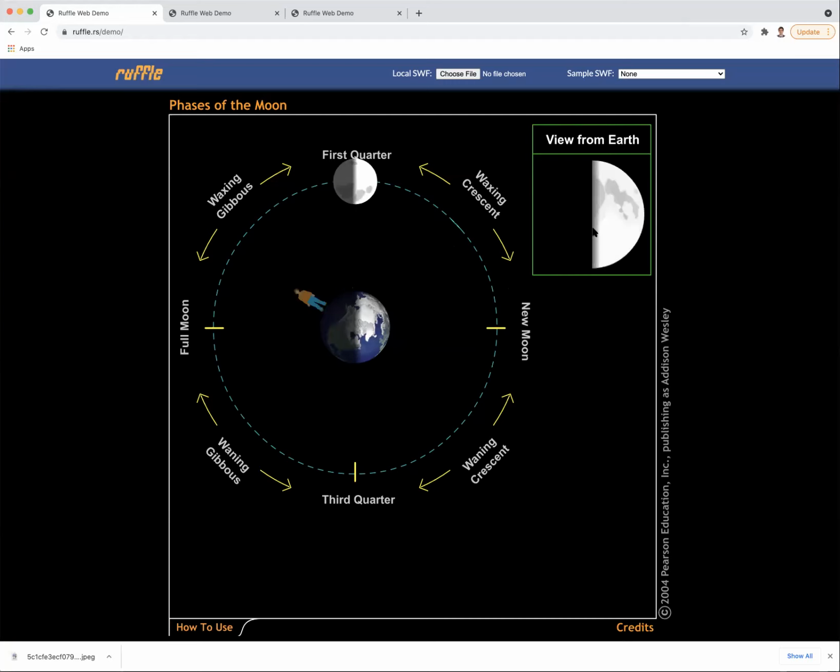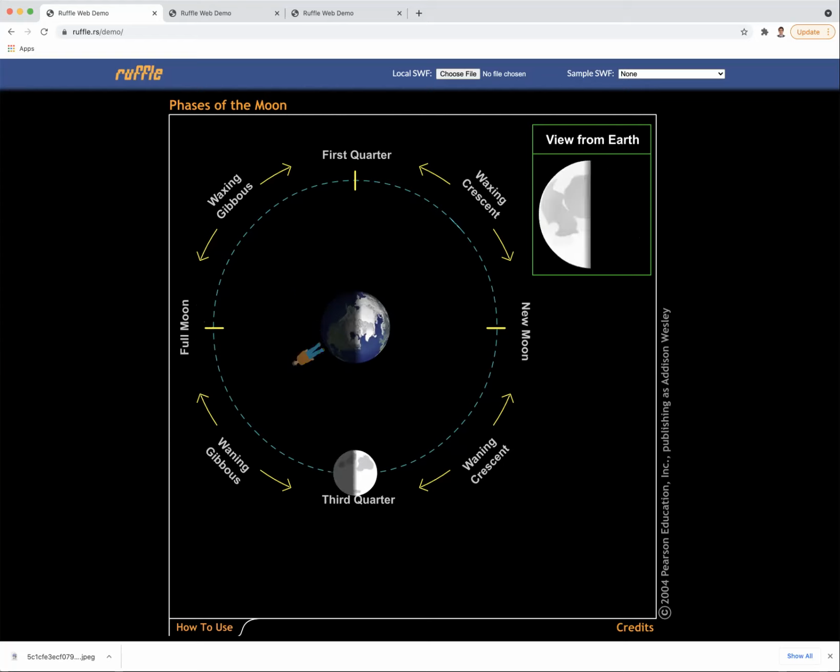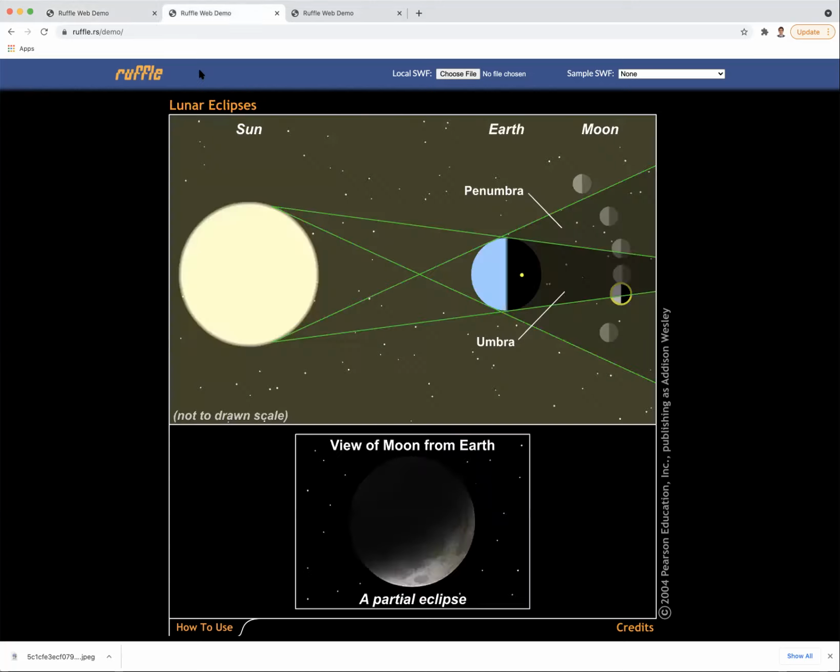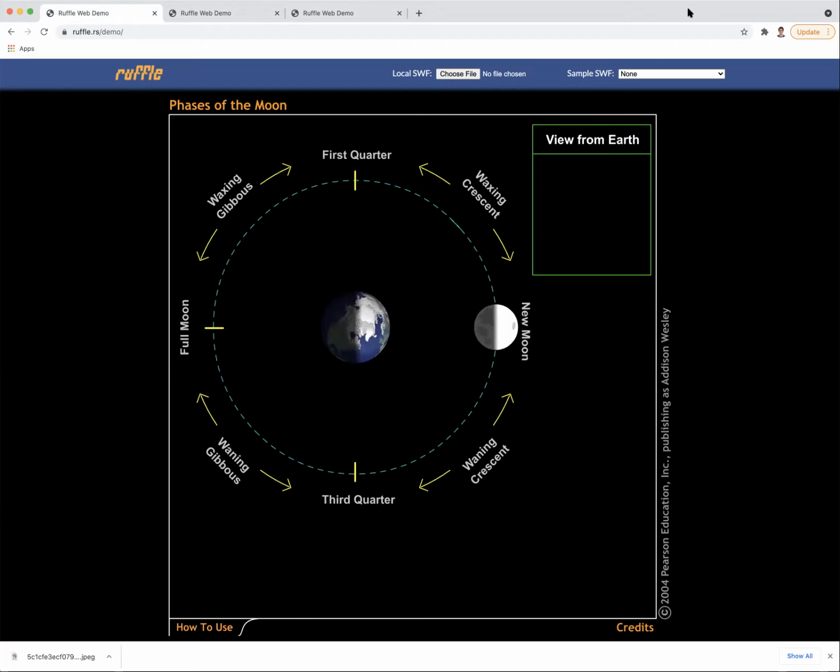First quarter, full moon or second quarter, third quarter, and again the new moon. Okay. Now let me go back to the PowerPoint.